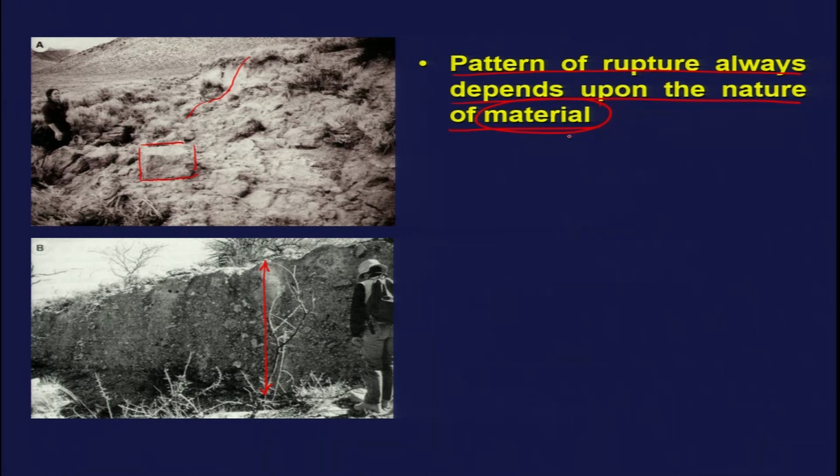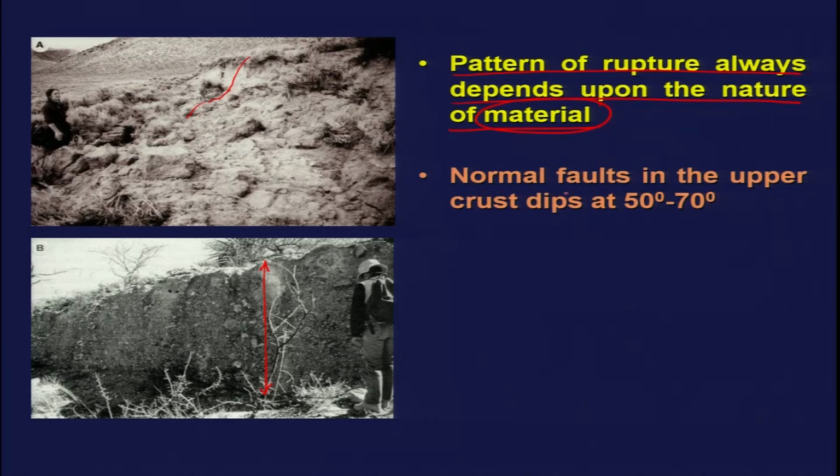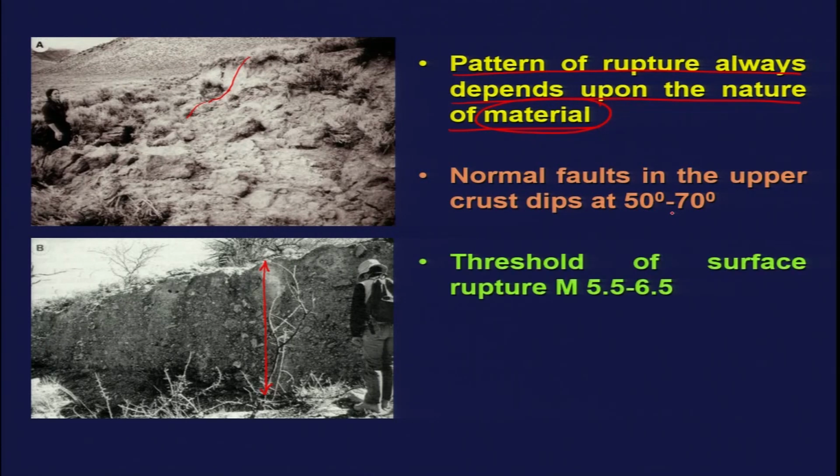If you have hard rock, then you will have very sharp displacement coming right up to the surface, but if you have loose material, then the scarp or the rupture is not as prominent as the very sharp plane we see here. Usually the normal fault in the upper part of the crust will dip 50 to 70 degrees, and based on the rupture pattern it has been taken into consideration that if an earthquake is less than 6.5 or 5.5, you will not have surface rupture coming right up to the surface.